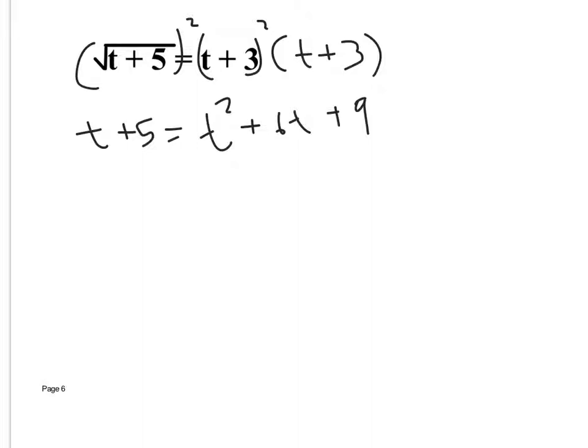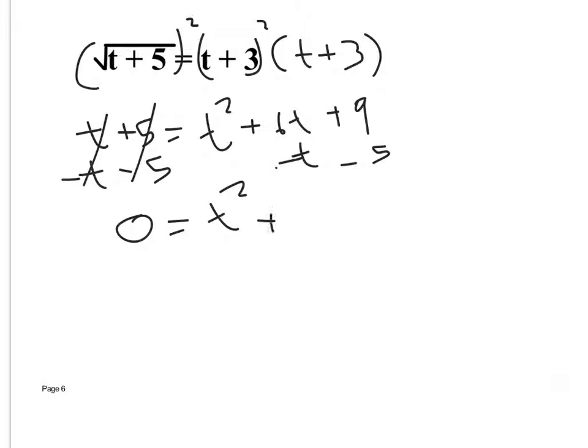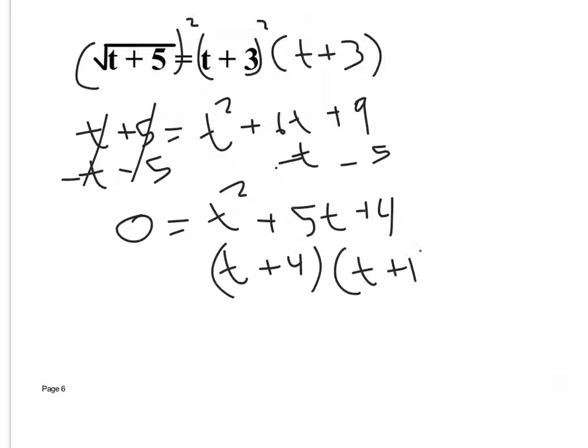Now you want to get 0 on one side, so I should subtract 5. I'm also going to subtract t. That gives me 0 is equal to t squared plus 5t plus 4. Alright, any questions so far? So now I look, can I factor this? Well, what would add to give me 5 and multiply give me 4? 4 and 1, right? Everybody agree?